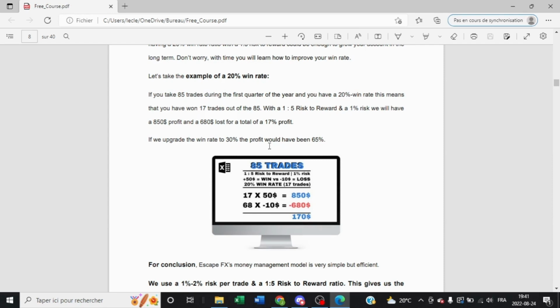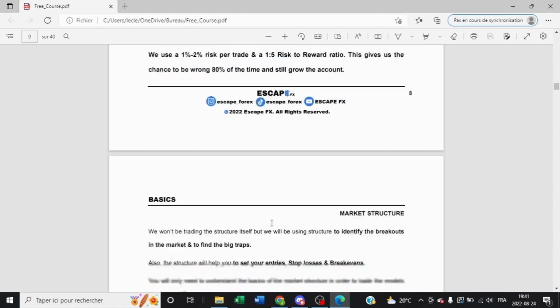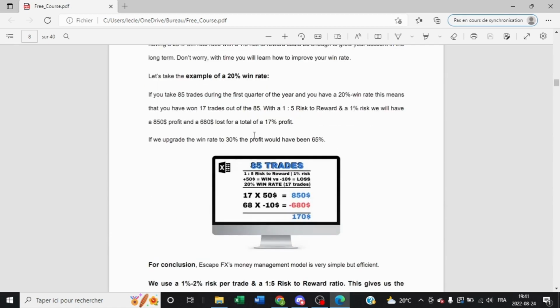All right, and I just want to show you guys, this is for a 20% win rate, but if you upgrade to a 25 to 30% win rate, it's going to be a 65% profit, which is very, very good.